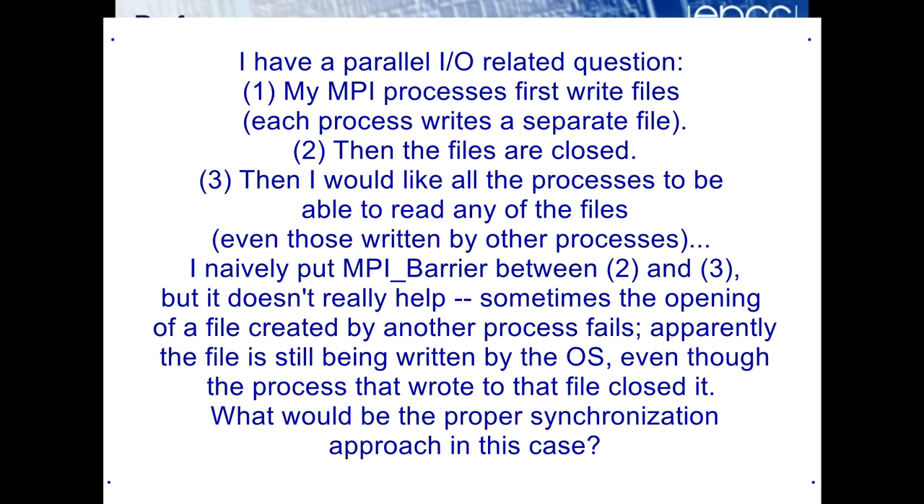So Jacob says, I have a parallel I/O question. My MPI processes first write files, each process writes a separate file, then the files are closed. Then I'd like all the processes to be able to read any of the files, even though it was written by other processes. I naively put in an MPI barrier, but it doesn't really help. Sometimes the file created by another process is not found. Any ideas?